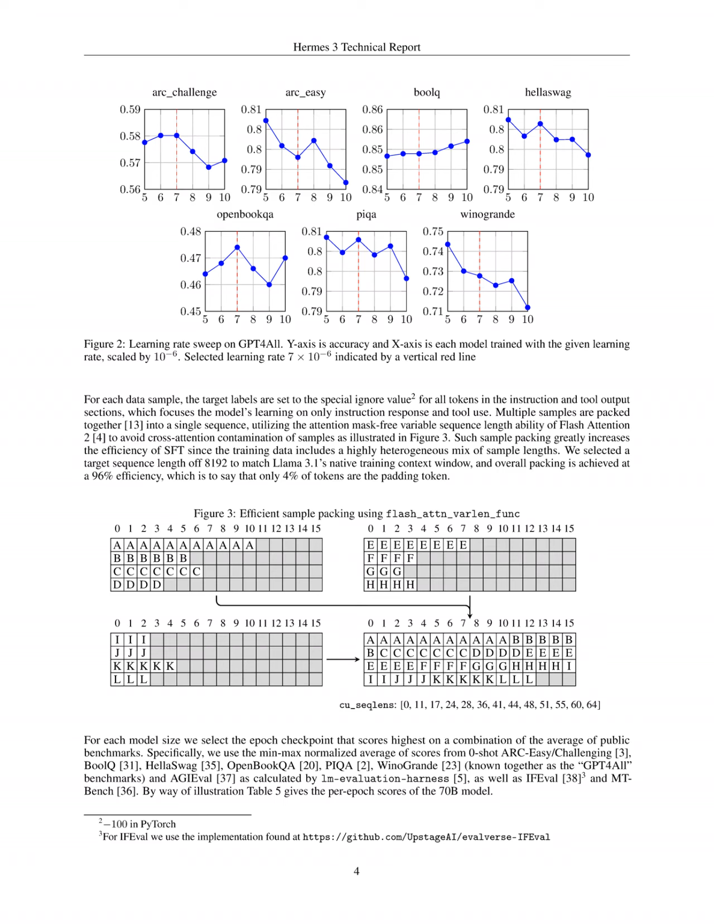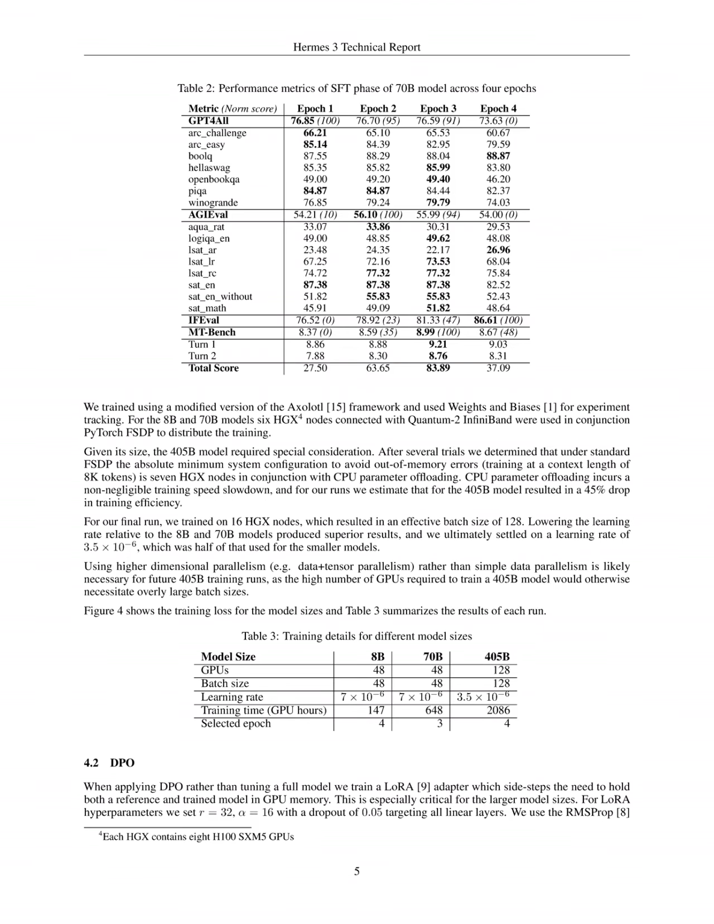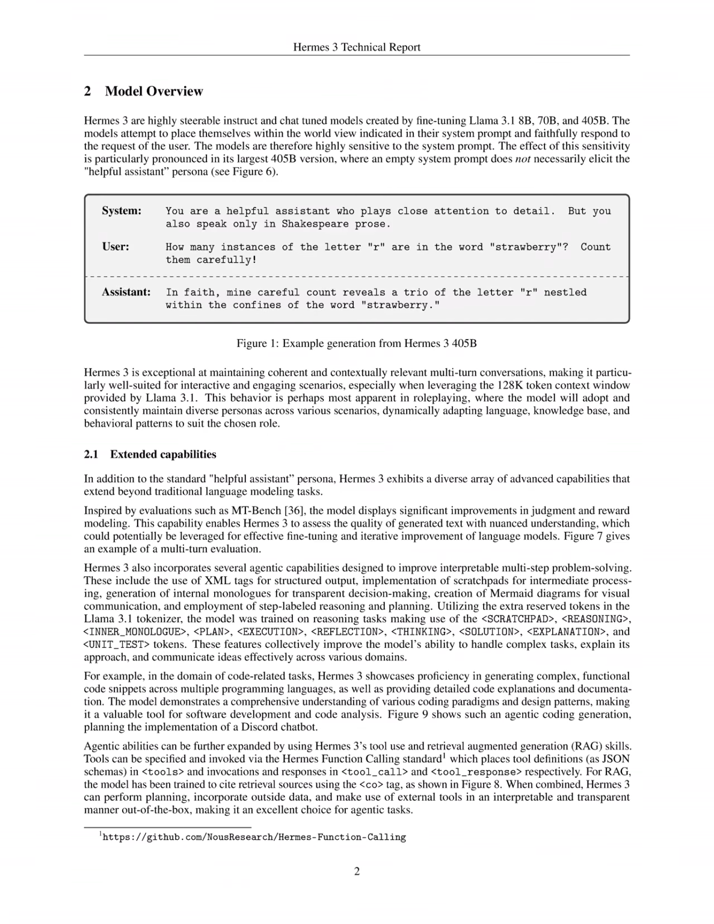The training data is packed into sequences with a target length of 8,192 tokens, achieving 96% efficiency, and is evaluated against a combination of metrics. The DPO phase employs a LoRa adapter to optimize the model without requiring both a reference and trained model in GPU memory, using specific hyperparameters for efficiency. Throughout both phases, Hermes 3 utilizes special tokens such as <scratchpad>, <reasoning>, and <inner_monologue>, to enhance its performance.